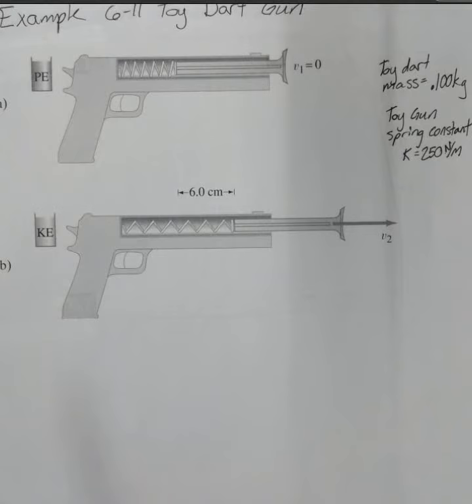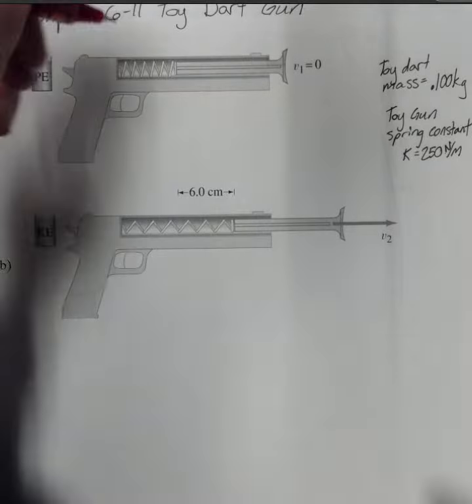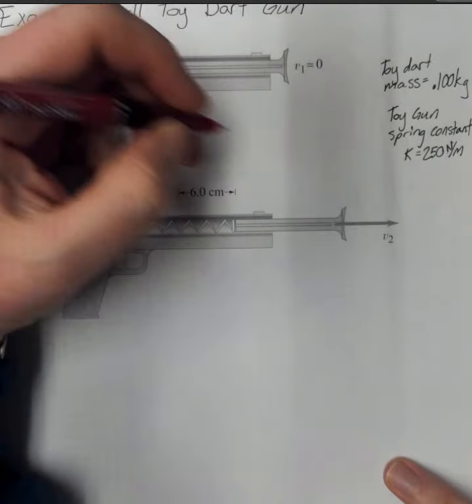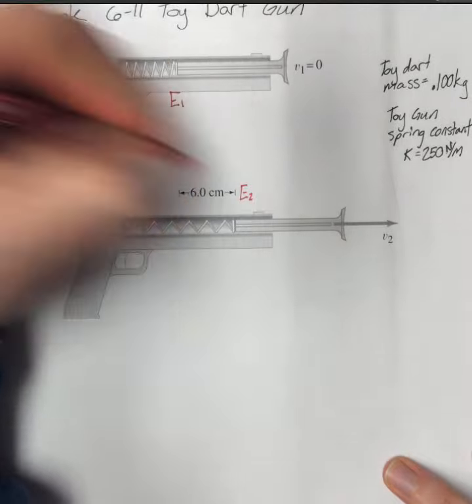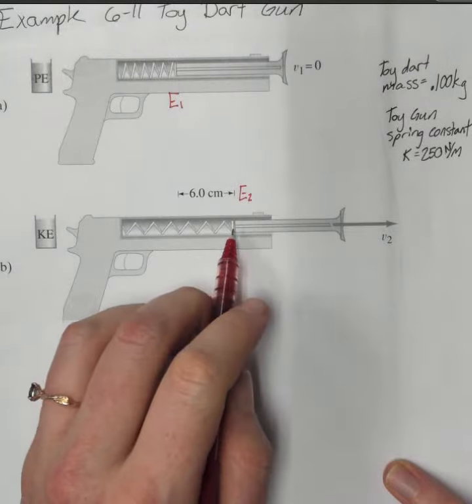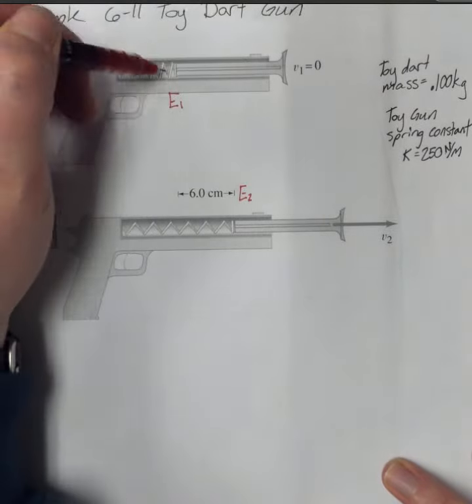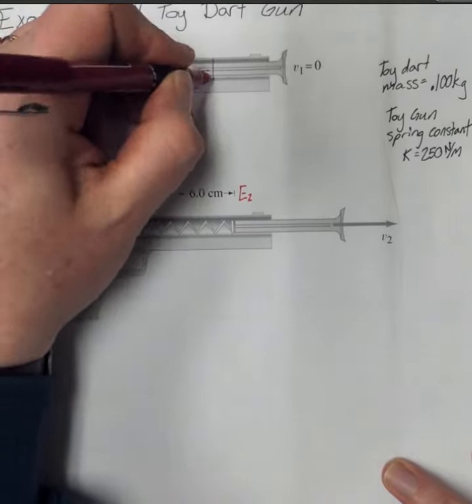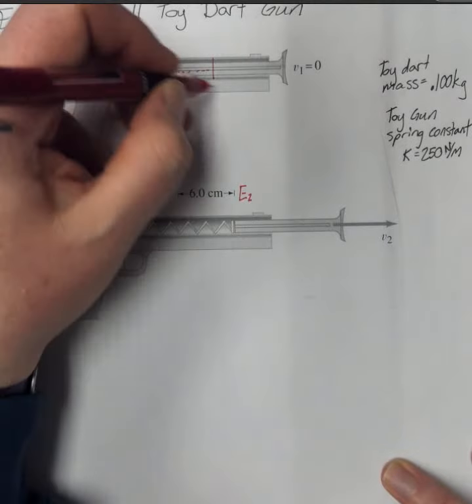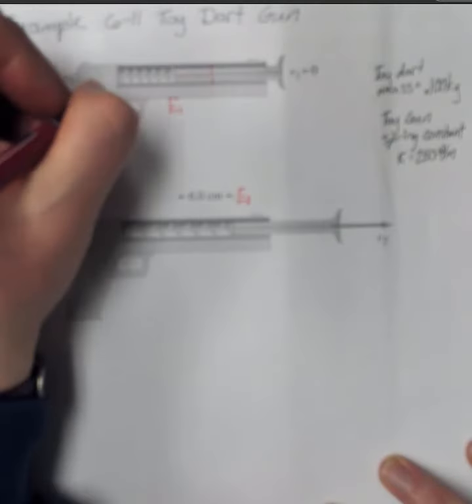And we can do that using conservation of mechanical energy for a spring. So here, at this point, we'll call it the energy E1, and here at this point, we'll call it the energy E2. Now, consider this system. When the dart is loaded, that means that this spring is compressed. It's pushed in, which means that the natural length of the spring is actually 6 centimeters longer than the compressed length of the spring.